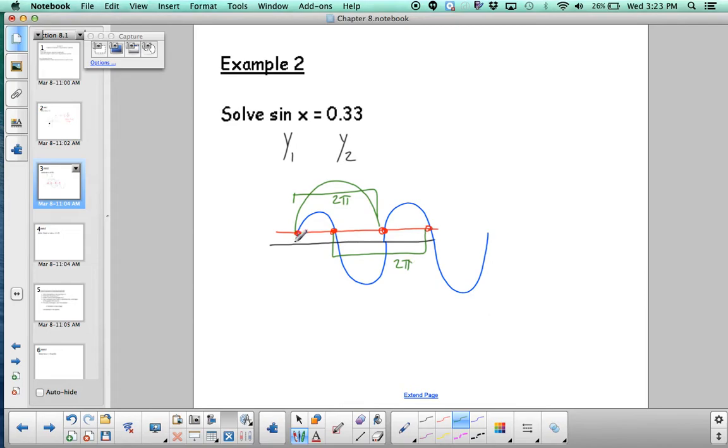So what we've done is we identified this right here as x is equal to about 0.34. And then we have another one, the second one here, at about 2.81. So those are the two solutions within the interval from 0 to 2 pi. And now if we're finding all solutions, then what we're going to do is say plus 2 pi k, where k is any integer again.